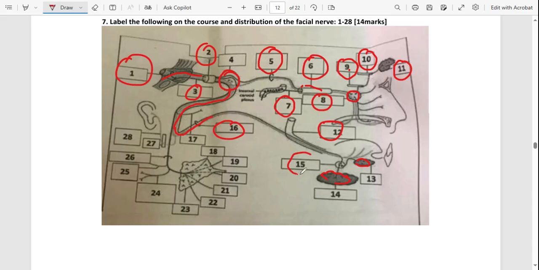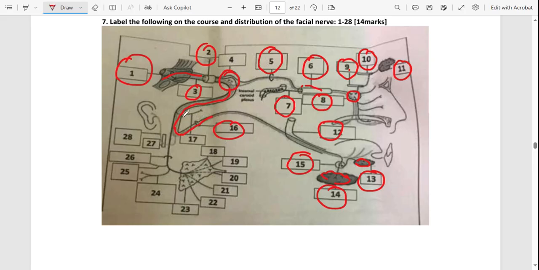Okay, so we have got 15. So 15 there is a ganglion. We call it the submandibular ganglion. That supplies two salivary glands, the submandibular, which is big, and the sublingual. So this is submandibular, this one is sublingual.